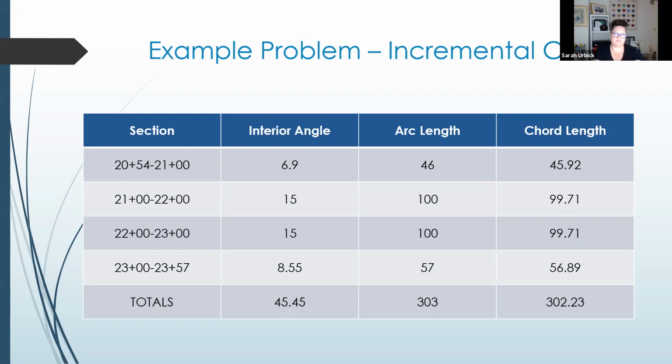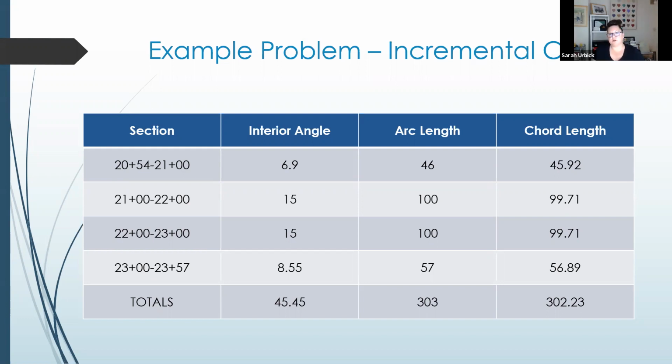Our arc length, 46, times our full interior angle, 15, divided by 100, which is our arc length for the other circle. You can do the same thing, taking the full 303 feet and the full 45.45 degrees. Should get the same answer. Okay. So we would just simply progress around the circle and come up with the information.